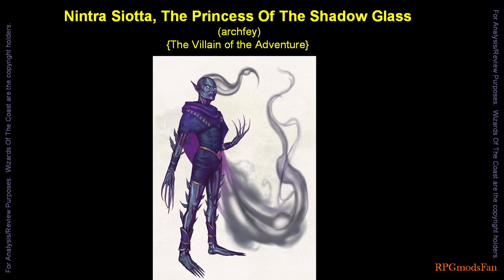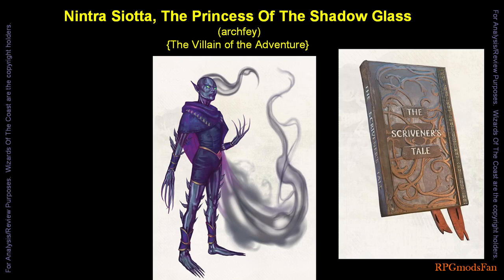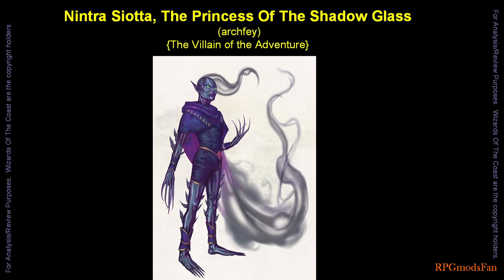She is locked in a blood feud with the Queen of Air and Darkness, another archfey, who is the ruler of the Gloaming Court in the Feywild. The Queen exiled her to the mortal realm. For some time, the Princess of the Shadowglass then lives in the land of humans, elves, dwarves, gnomes, and halflings. She then again challenges the Queen, which, to make the long story short, got her imprisoned in The Scrivener's Tale tome. She is the one who cursed the adventurers with the Scrivener's mark.